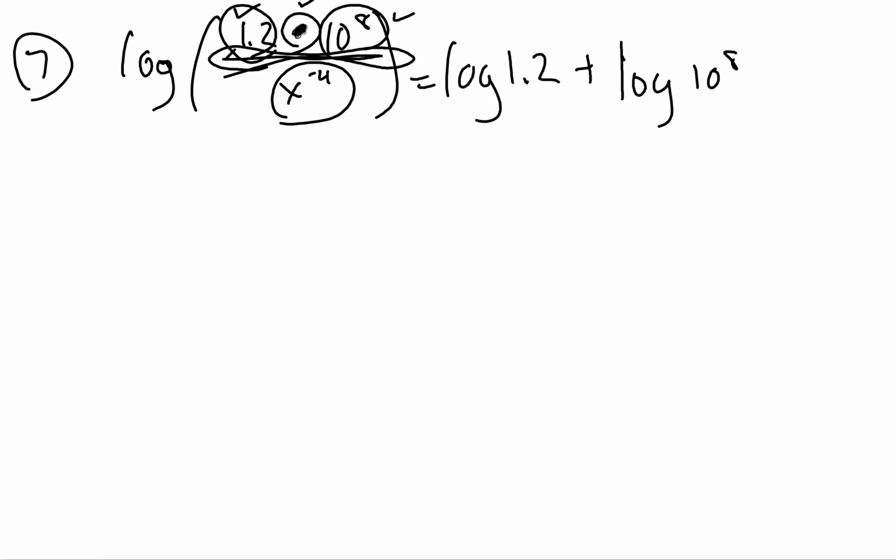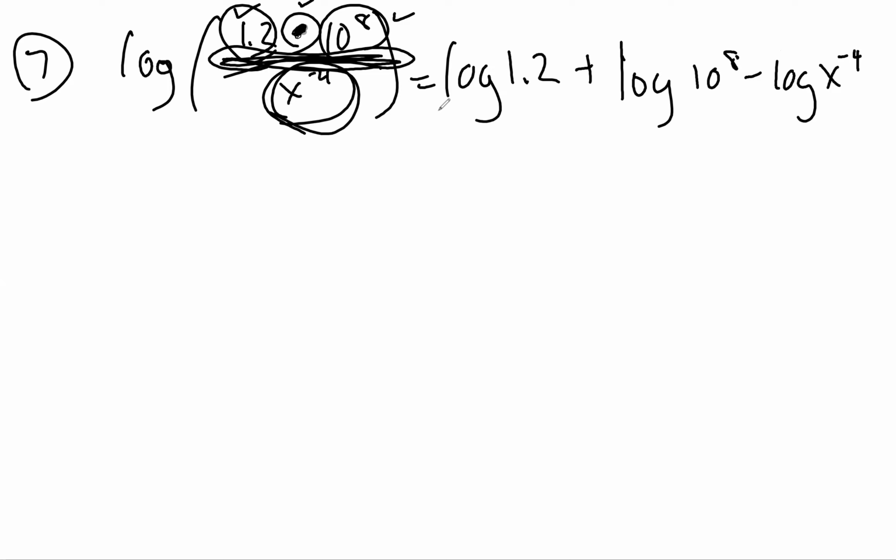And then I come across the division bar. When I see the division bar, that tells me I have to insert what type of symbol? Subtraction. Subtraction, perfect. And then down here in the bottom, I see x to the negative 4. So I will just write log x to the negative 4. Now I've pulled it apart at least, but as you already know, we have to make sure that every single piece is simplified.